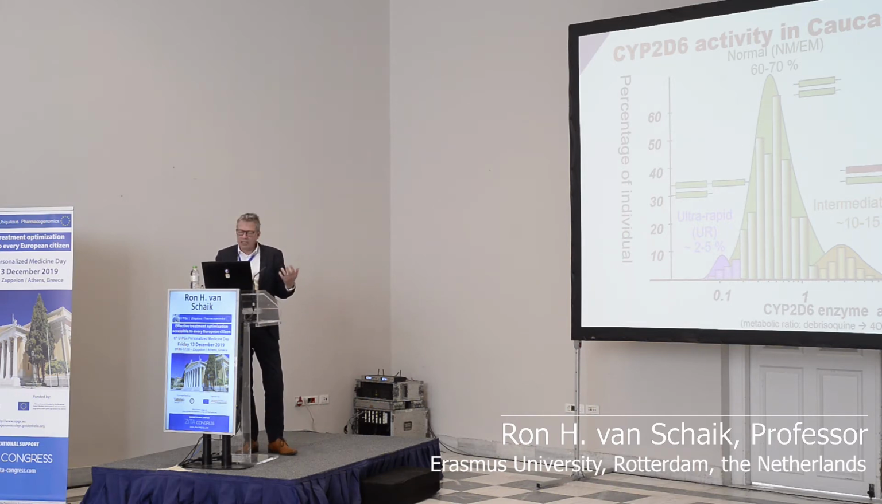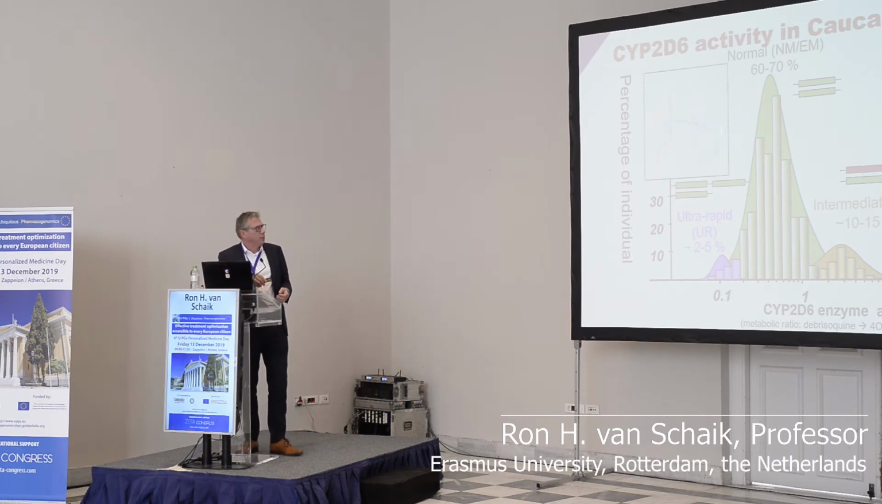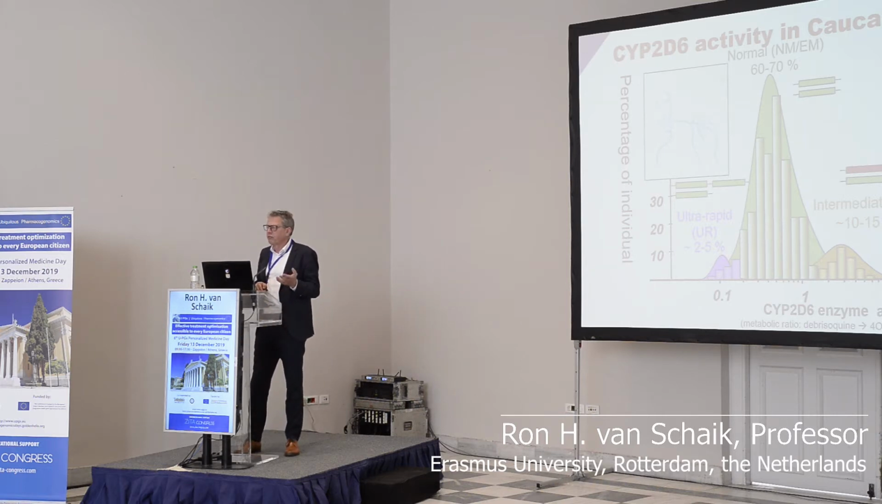So based on a genetic analysis, which you can do up front, so before you start the therapy, by for instance a blood draw or a cheek swab, you can predict whether your patient will be an ultra-rapid or poor metabolizer or is somewhere in the average group. And this information can be used.